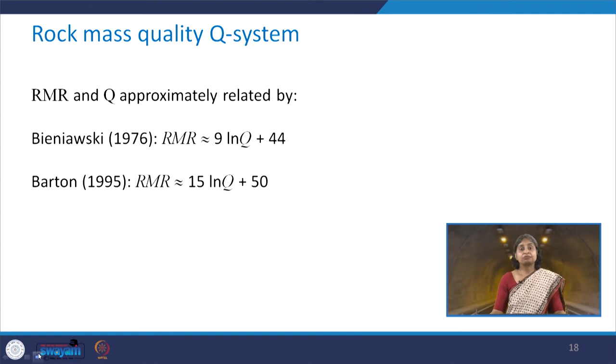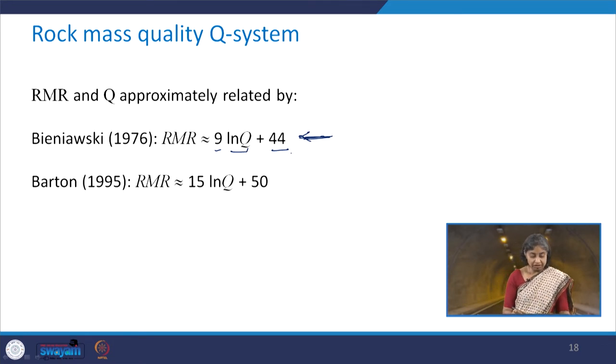Now, this RMR and the Q values are approximately related by some empirical correlations which were developed based on various case histories. Some of these are given here, like as per Bieniawski in 1976, this RMR can approximately be written as 9 ln Q plus 44. This is a very important expression, and all of you must remember this: if you know the RMR, how you can find out Q, and if you know Q, how you can find out RMR.